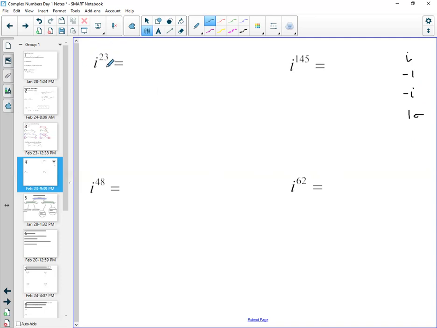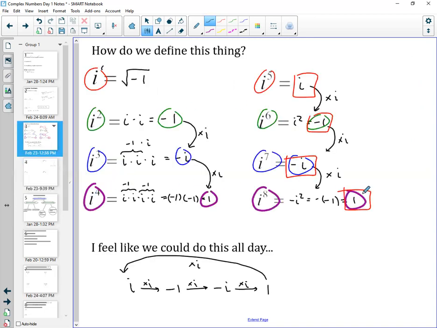So the closest multiple of 4 that's less than 23 is 20. And to get to 23 from 20, I've got to go up 3. What that means is i to the 20th is going to equal 1 because it's a multiple of 4. Let's go back here, remember, i to the 4th is 1, i to the 8th is 1, i to the 12th will be 1. Every power of i where the power is a multiple of 4 is going to equal 1.